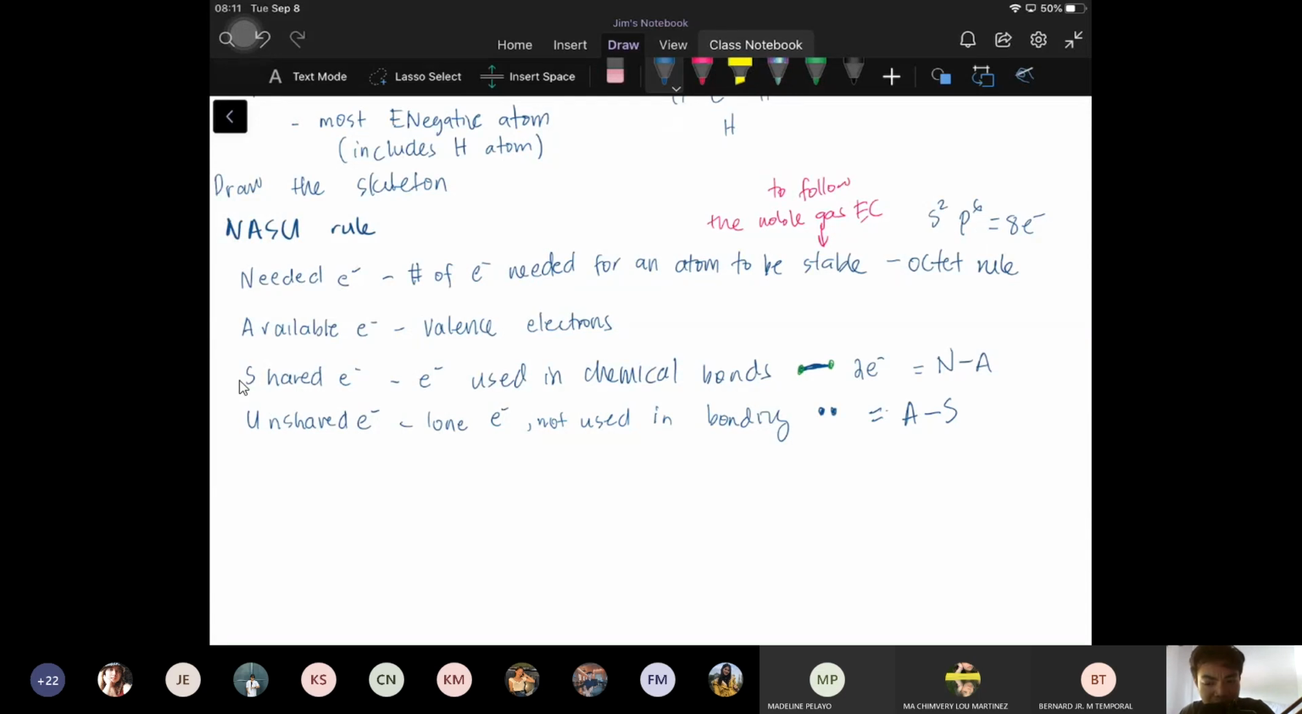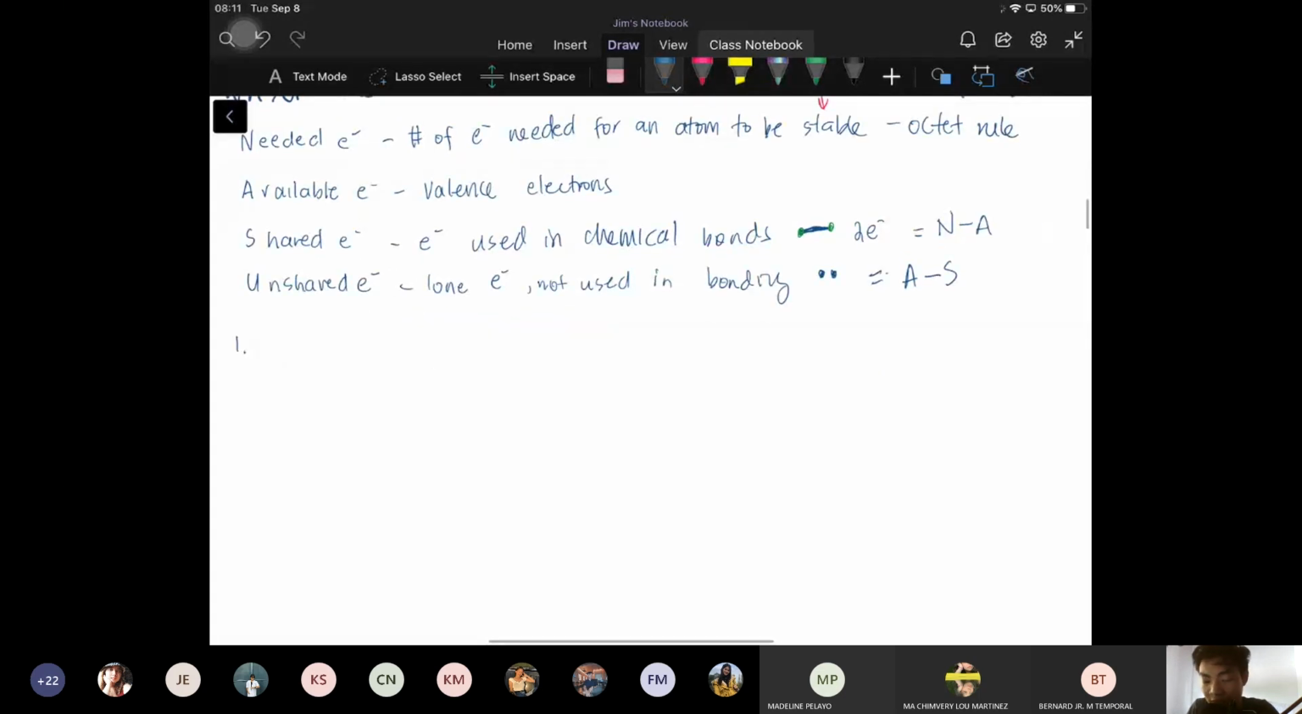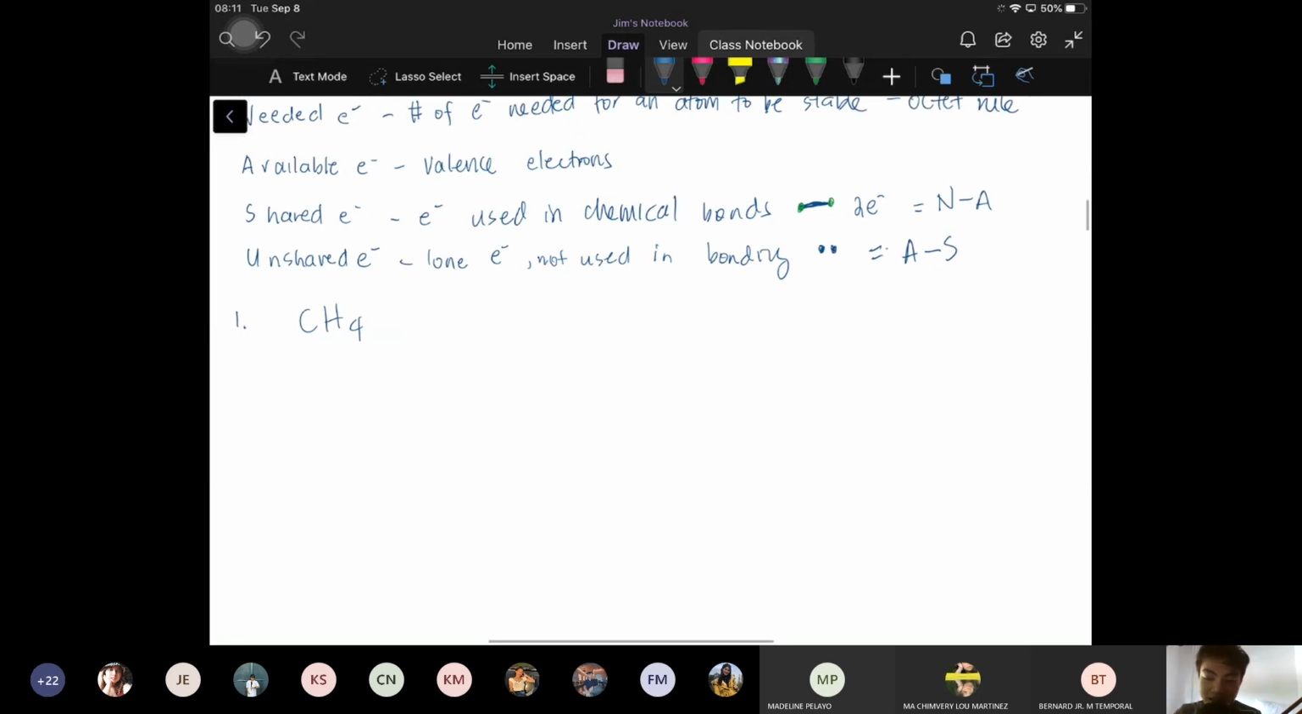Siguro sa ngayon medyo cloudy pa yung idea, no? Okay, so as we walk through 5 examples today, medyo magiging maliwanag siya, hopefully. So I will start drawing Lewis structures with CH4. Gamitin na natin yung Naso Rule para mas malinaw kung ano yung mga meaning ng pinagsasabi ko kanina. Okay, so let's begin with CH4.